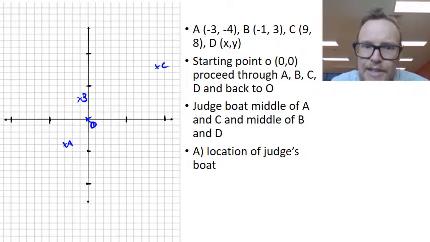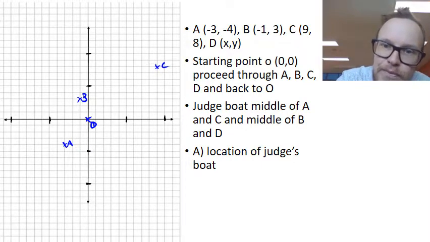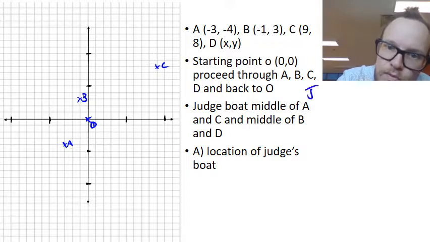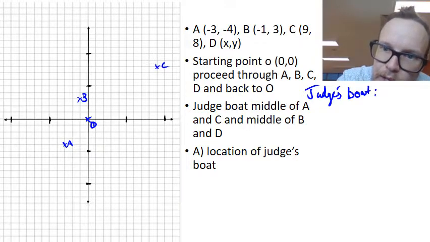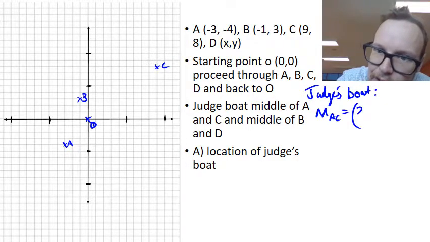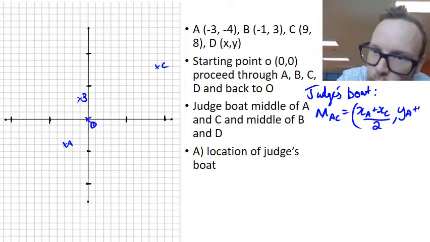We do know that the judge's boat is in the middle of A and C and in the middle of B and D. So we know where A and C are, and we can find the midpoint of those two buoys. So the midpoint, or the judge's boat, is going to be the middle of points A and C. So that means if I take the x value of A and the x value of C and divide them by 2, and do the same for the y values, divide by 2, I'm going to be able to find the point.